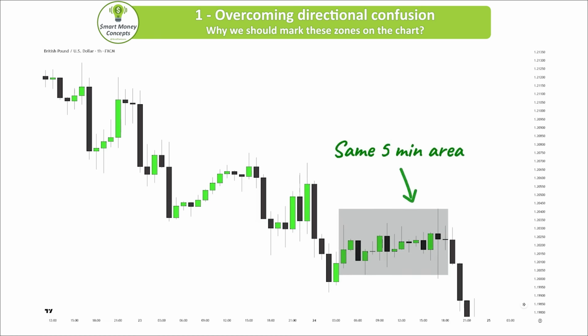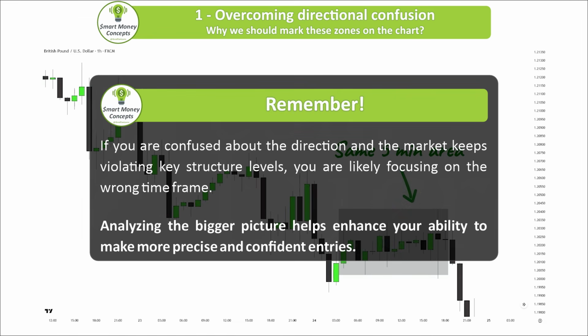This area is the same as the one observed on the 5-minute chart. By knowing the higher time frame directional bias, we can confidently take short entries on the 5-minute chart. Remember, if you are confused about the direction and the market keeps violating key structure levels, you're likely focusing on the wrong time frame. Analyzing the bigger picture helps enhance your ability to make more precise and confident entries.